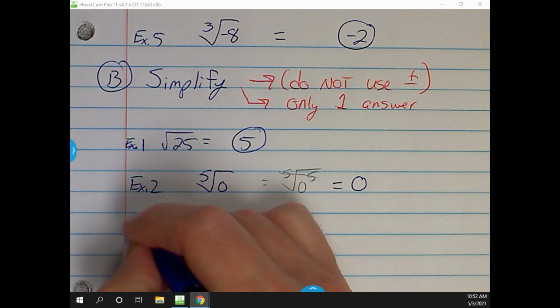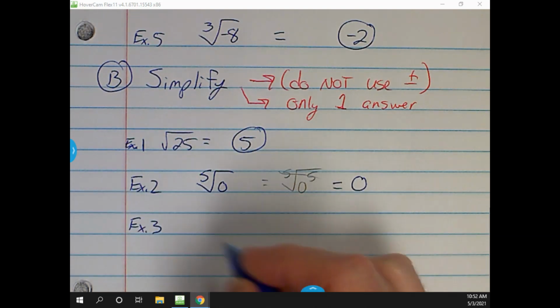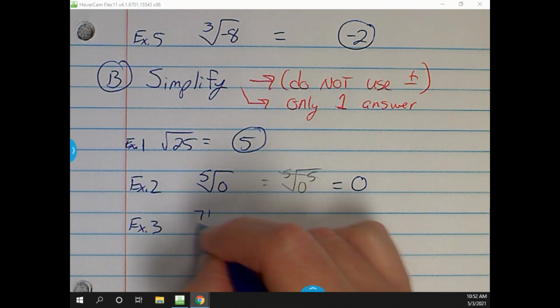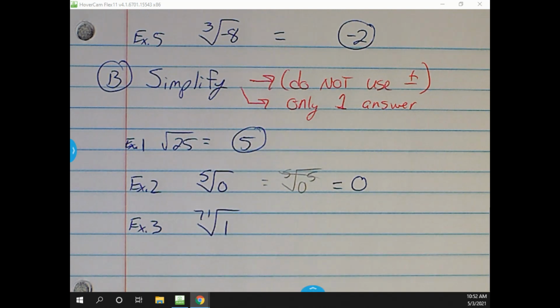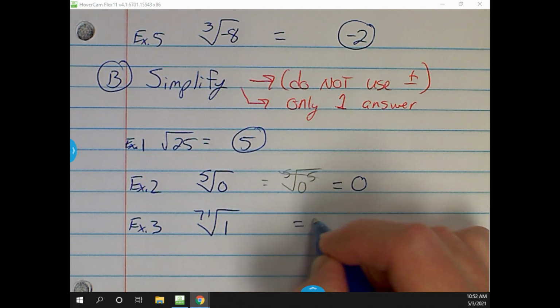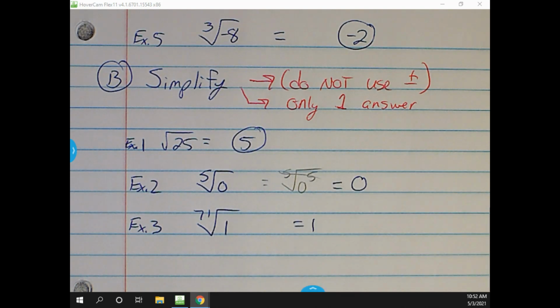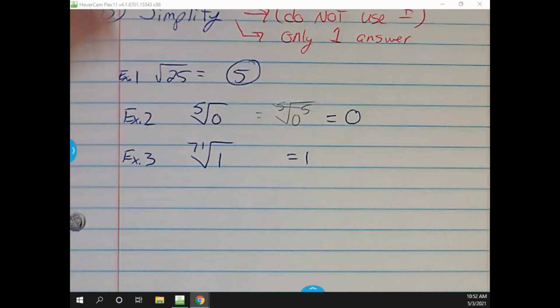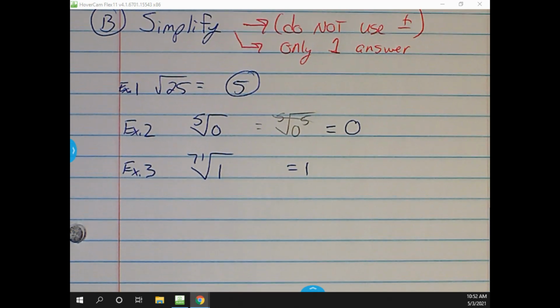Kind of along that same line, if you were doing the 71st root of 1, well, 1 times 1 times 1 times 1 times 1 times 1 times 1 is all day long 1. So it doesn't matter how many times you do a root of 1, the answer is just going to be 1. Sometimes they'll sneak in some that you don't even have to think about, because any root of 1 is going to be 1. Doesn't matter what you put with it there. And almost the same thing with 0, because it's always that same number times itself.